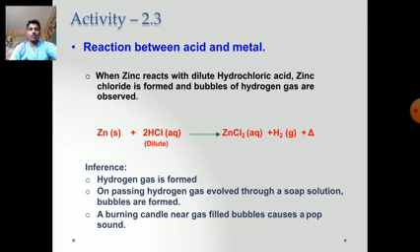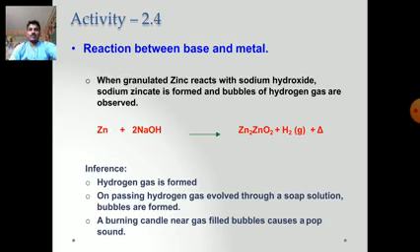Next, activity 2.3, the reaction between acids and metals. When zinc reacts with dilute hydrochloric acid, zinc chloride is formed and bubbles of hydrogen gas are observed. Zn plus 2HCl, dilute hydrochloric acid, is converted into zinc chloride, ZnCl2, plus H2 gas. What is the inference? Hydrogen gas is formed. On passing the hydrogen gas through soap solution, bubbles are formed. A burning candle near the gas-filled bubbles causes a pop sound.